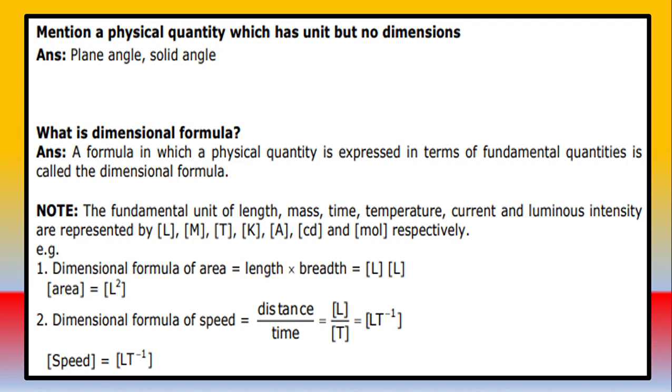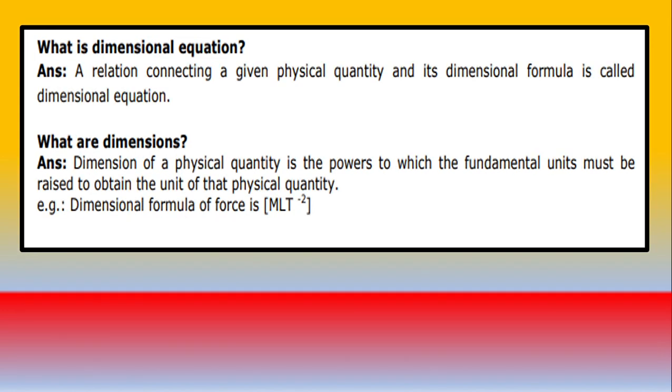Similarly, we have derived physical quantities, which are made up of fundamental physical quantities. Like one example, area, that is length into breadth. Both are in terms of length, so we get L to the power of 2 inside the square bracket. So area is equal to L to the power of 2. Like that, different examples are given that you can see.